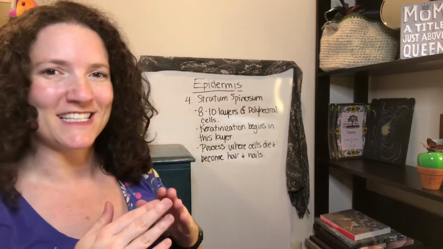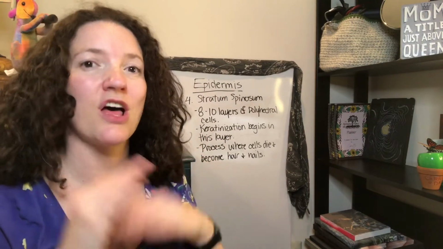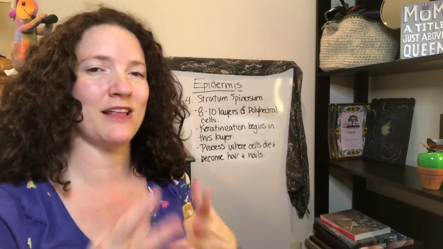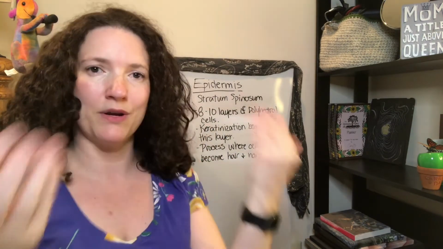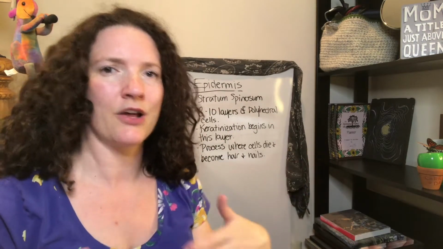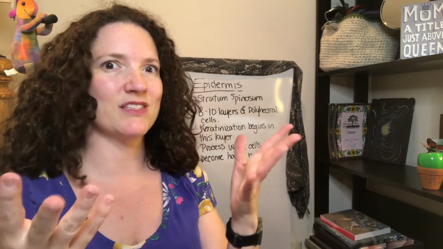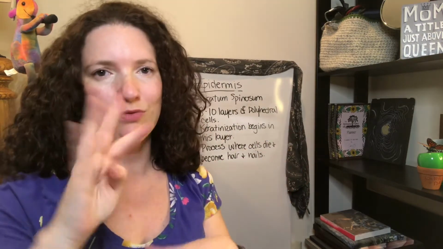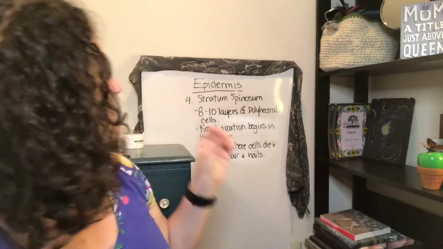So the stratum spinosum is made up of 8 to 10 layers of polyhedral cells. What is polyhedral? Basically that means three-dimensional. So instead of being flattened, it's three-dimensional, and it's got a bunch of sides to it, right? Think like a hexagon or an octagon, but three-dimensional, like dice. I mean, that's only 4 sides, but the point is that it's three-dimensional and has multiple sides.